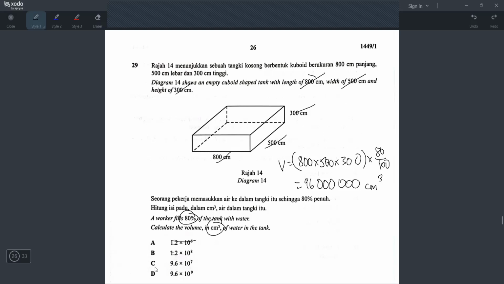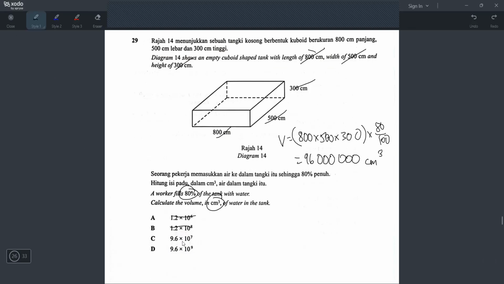A and B are out already. So it's either C or D, right? So which one? Okay, very easy. If I say 9.6 times 10 power 7, it means I have to move the decimal point 7 times. But move to the right or move to the left? Okay, if the power is positive, then move to the right. So 1, 2, 3, 4, 5, 6, 7. So this will give you 9, 6, and then 6 zeros, which is C, right?